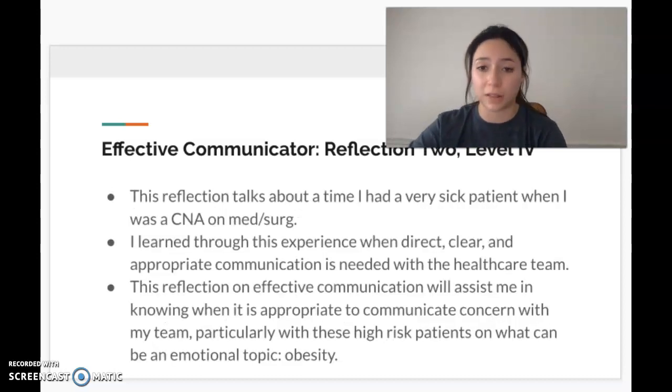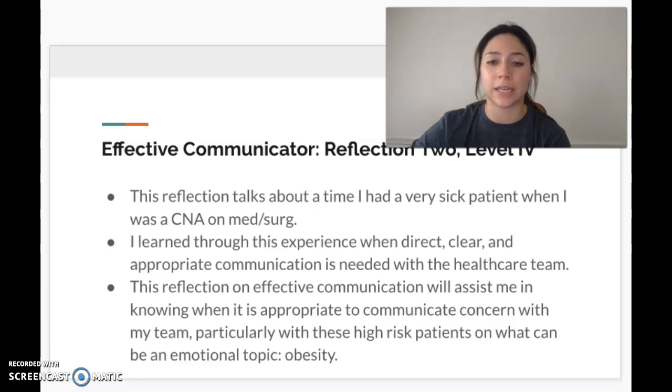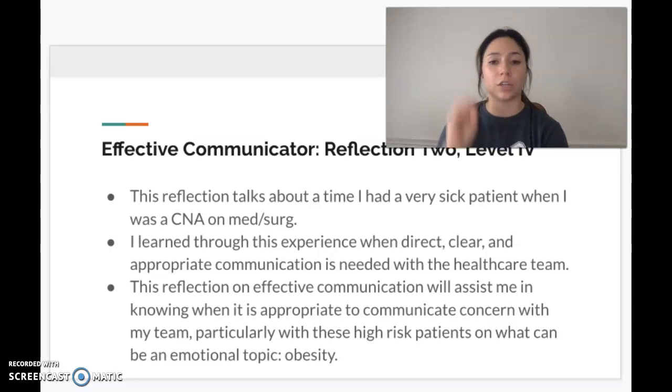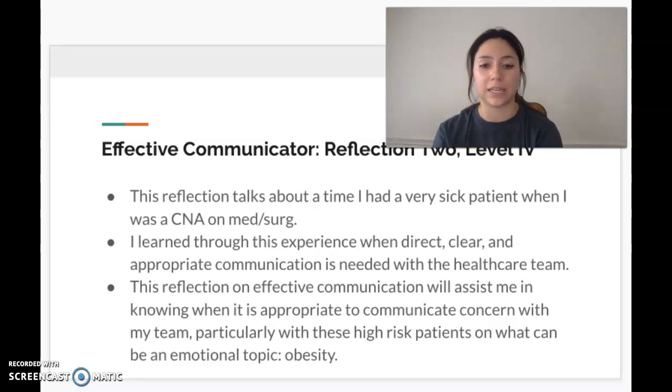My second reflection is my level 4 reflection, and in this reflection I specifically talked about a time when I took care of a very sick patient as a CNA on my medical surgical unit. With the patient, I wasn't sure if I was getting an accurate pulse ox read, and I just continued to communicate with the nurse that I was working with who was taking care of this patient. And I learned when it is important to be direct, clear, and appropriate about your communication, specifically when you're in front of family members, when you're in front of a patient, and you're trying to decide how worried should we be right now.